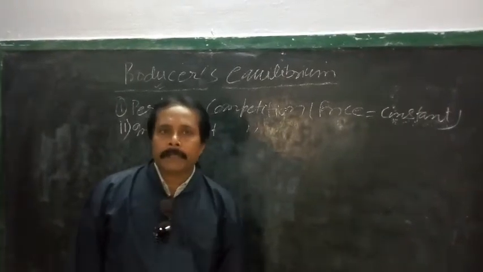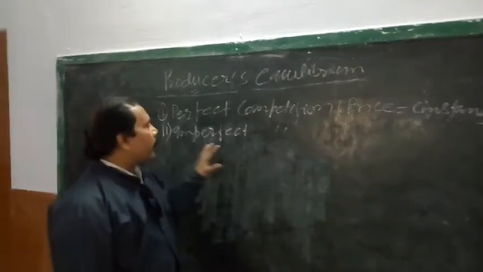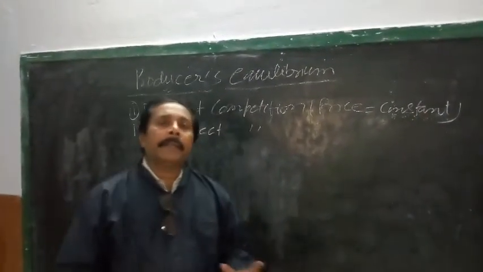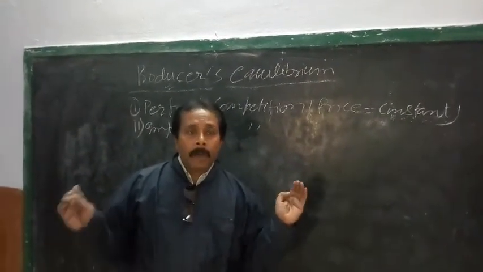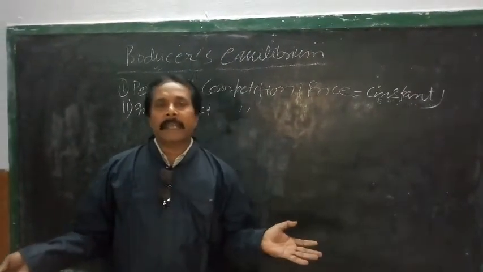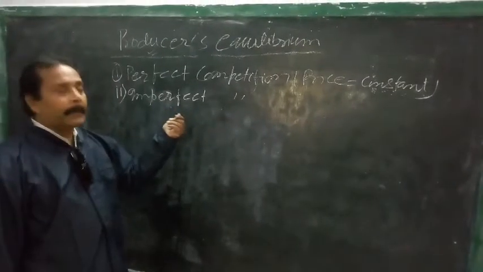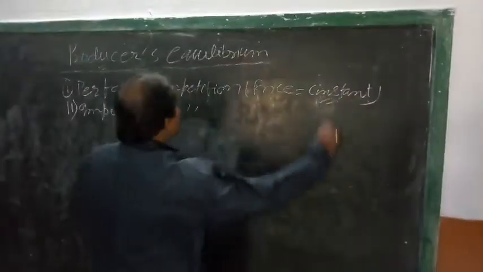I have already discussed this in the chapter on revenue. And imperfect competition is a market where the price is determined by the producers. They want to capture the market and increase their sales by reducing the price. That's why here the price will be changeable, whereas in perfect competition the price will be constant.